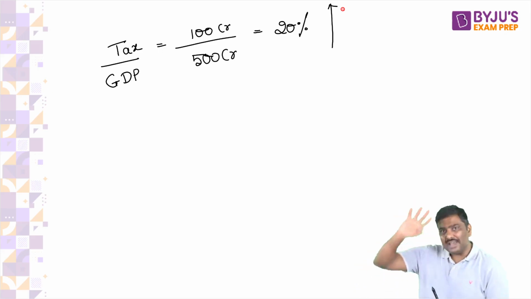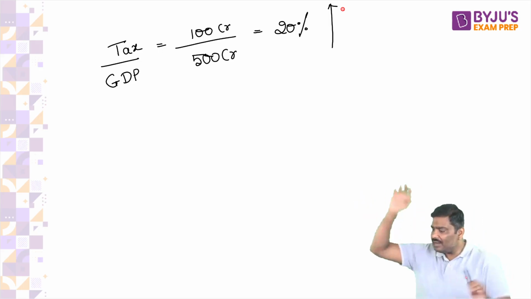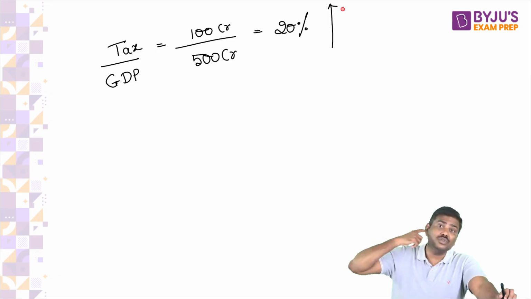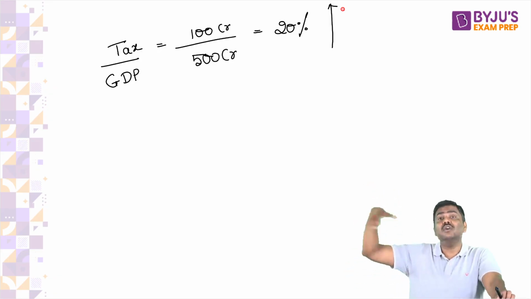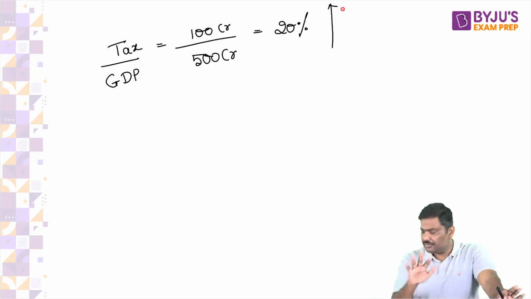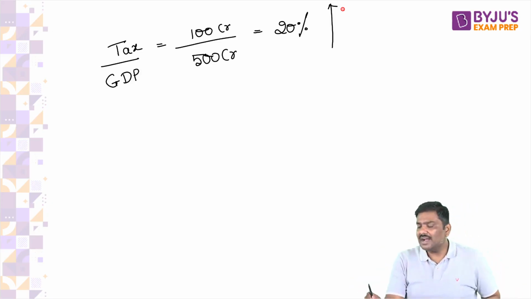But if you compare other countries, right, in case of other countries, the tax to GDP ratio is in the range of 35%, is in the range of 40%. For example, do you remember the acronym OECD?